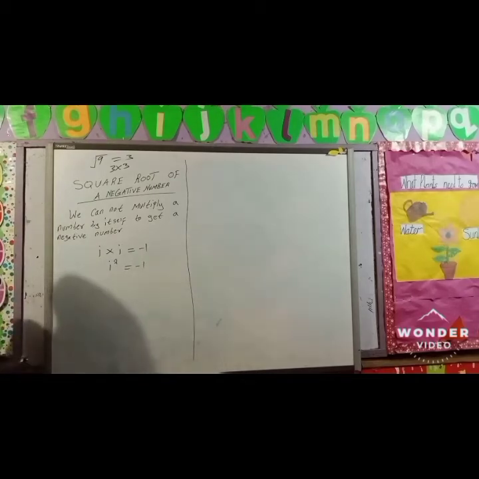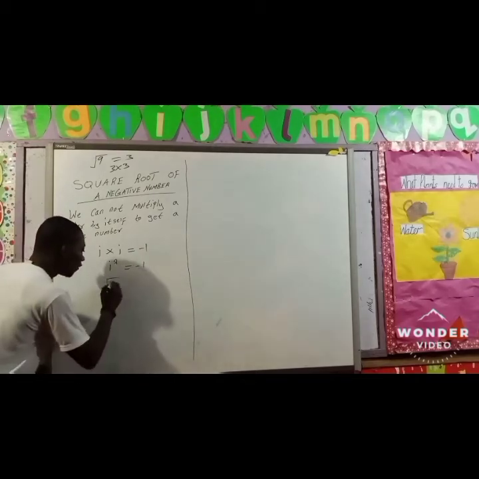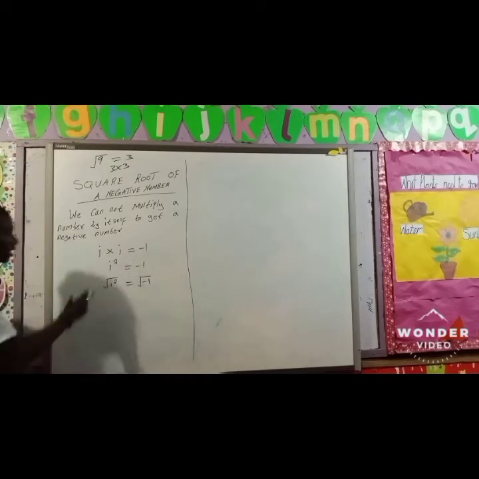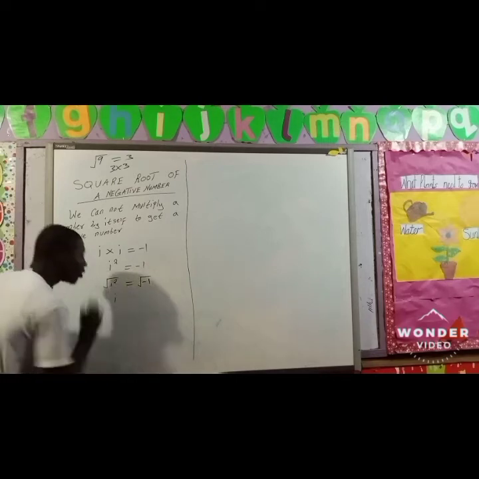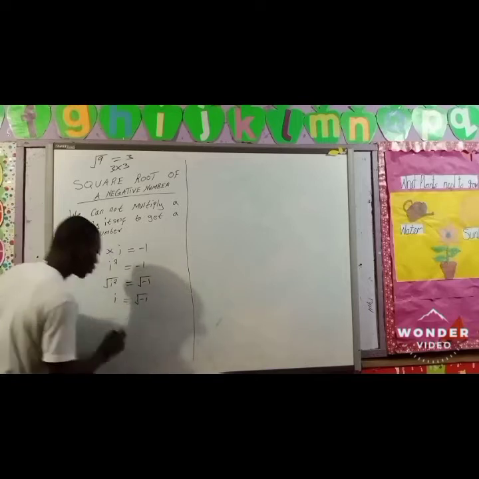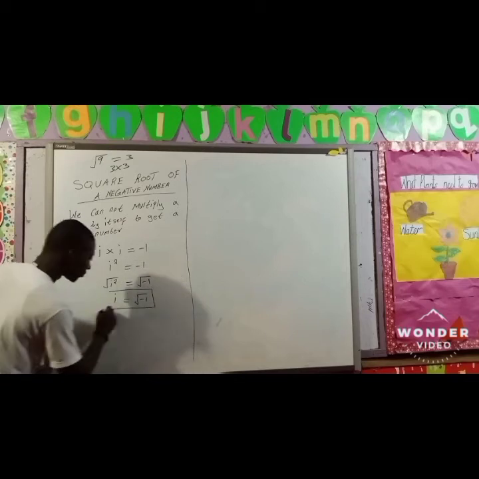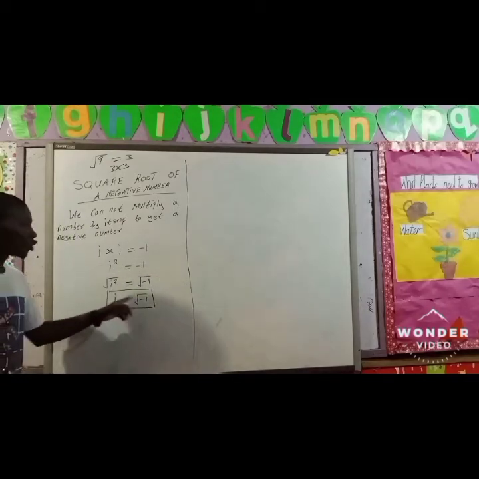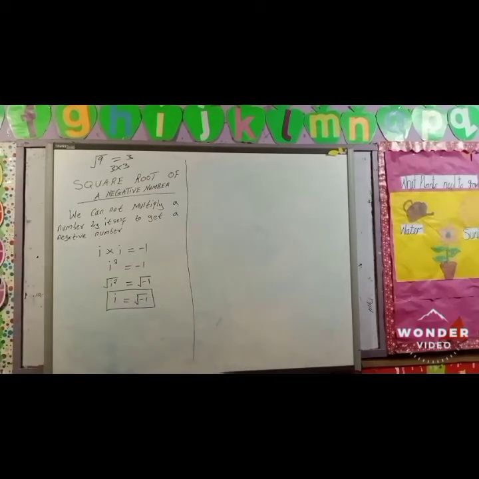Now we are looking for i. We can take the square root of both sides. That shows that the square root of i squared equals the square root of minus 1. Square and square root are opposite to each other, so they cancel, and you'll be left with ordinary i. i is now equal to the root of minus 1. So take note of this: anytime you see i, it stands for the square root of minus 1. So let's apply this and see.